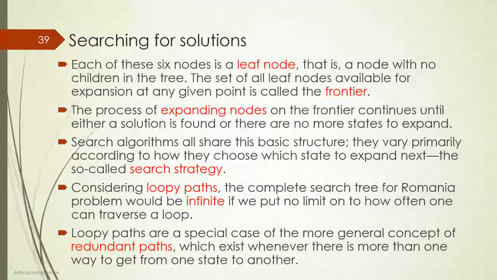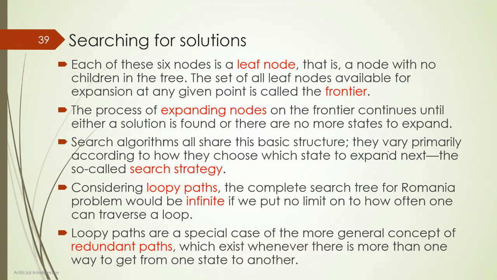Each of these 6 nodes is a leaf node, that is, a node with no children in the tree. The set of all leaf nodes available for expansion at any given point is called a frontier. So the frontier is the lowest level of the leaves we have. The process of expanding nodes on the frontier continues until either a solution is found or there are no more states to expand.